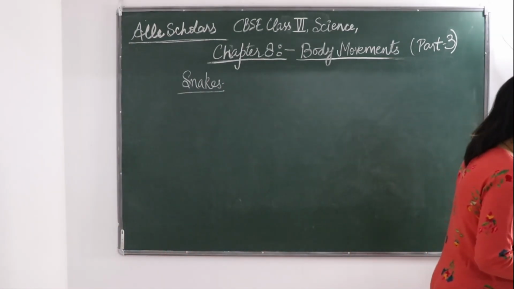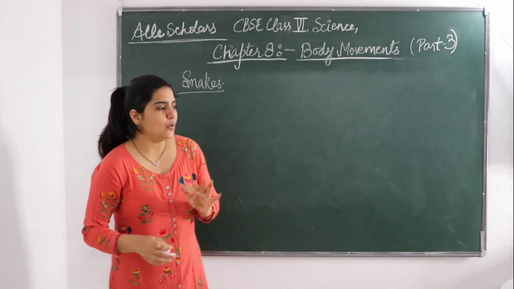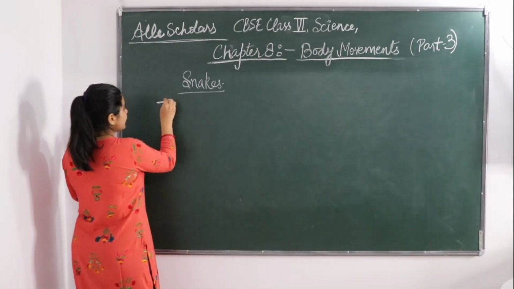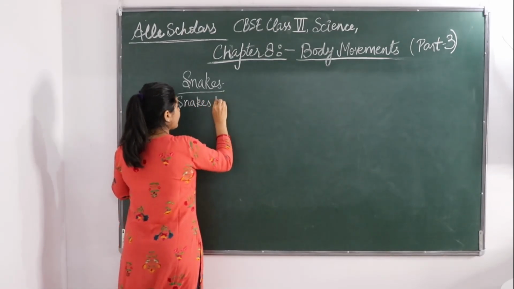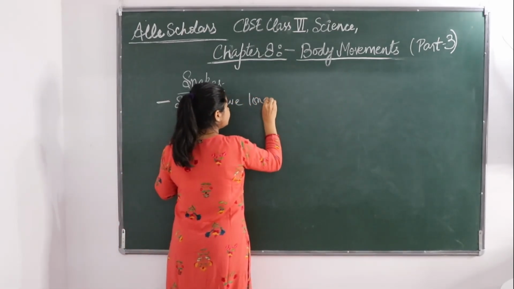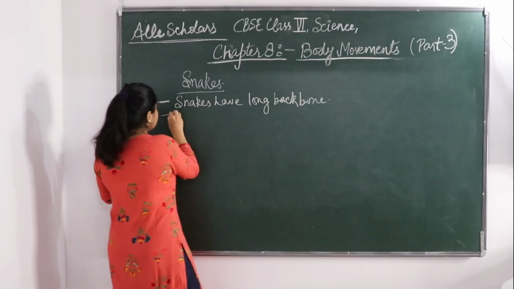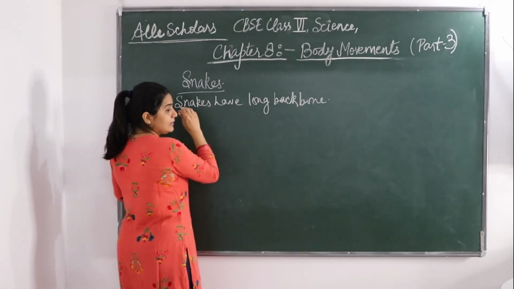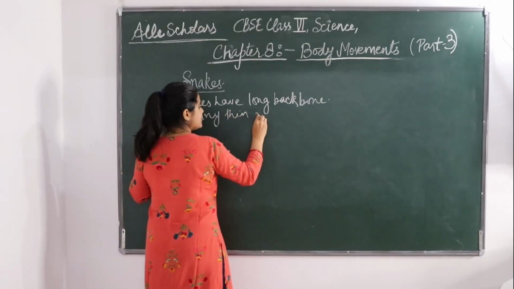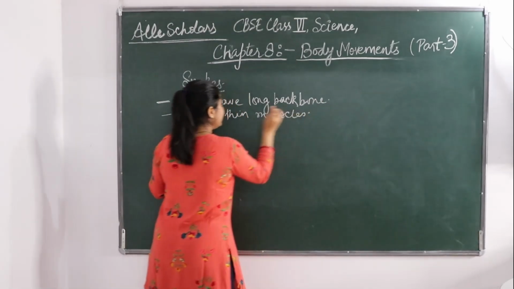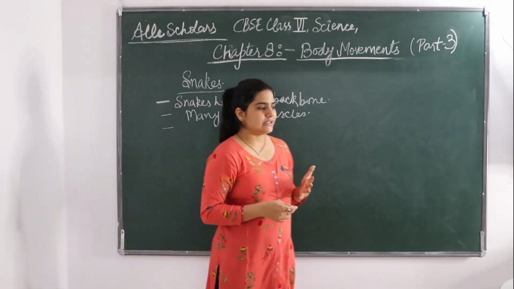Okay, so you must have seen that these snakes form curves of loops and they crawl on the body. So snakes have a long backbone, and they have got many thin muscles. Long backbone और बहुत सारे thin muscles होते हैं. These muscles are connected with each other.